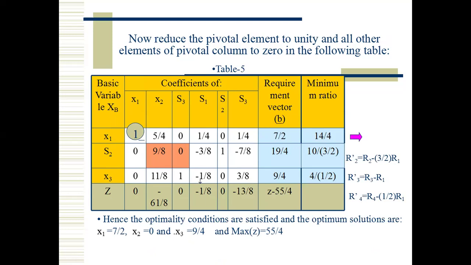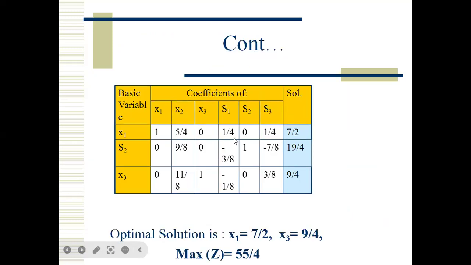So the optimality conditions are satisfied, and the optimum solutions are x1 equals 7 by 2, and x3 equals 9 by 4, but x2 is non-basic, so this is 0. And so the maximum we get is 55 by 4. Just putting the values of x1, x2, x3 in the objective function, we get maximum z equals 55 by 4. So this is the solution table for us, and the optimal solution is x1 equals 7 by 2 and x3 equals 9 by 4.